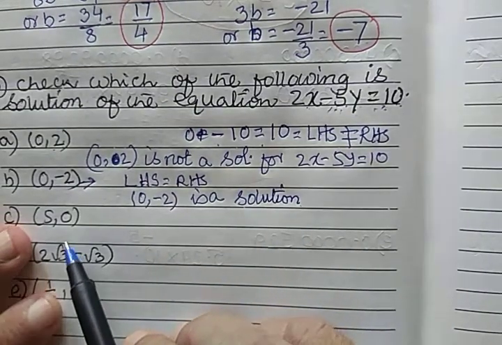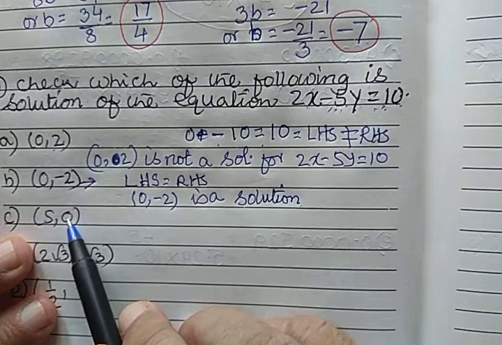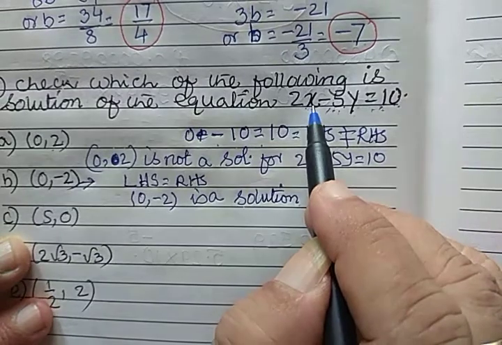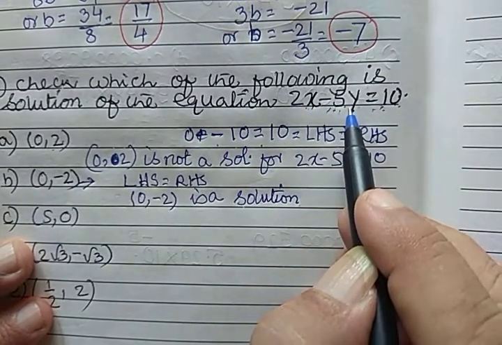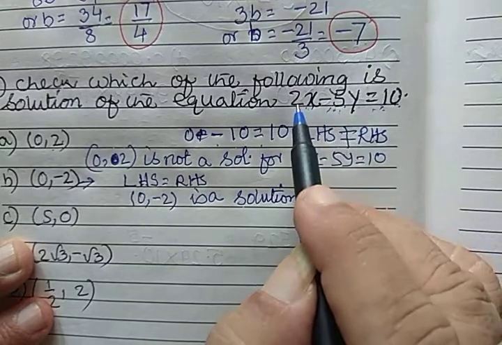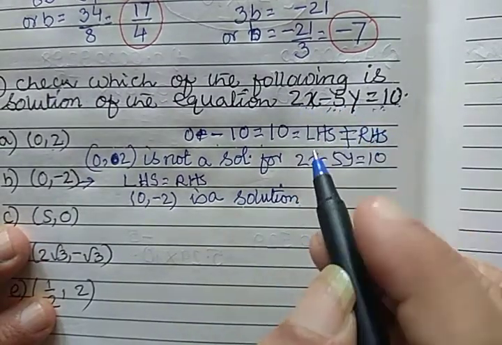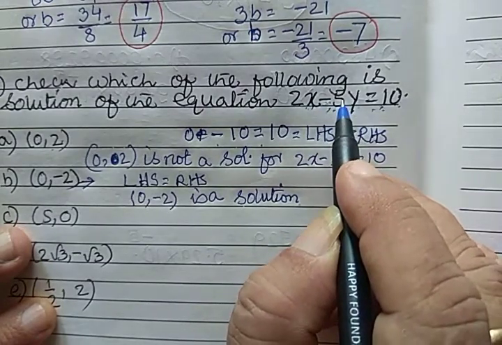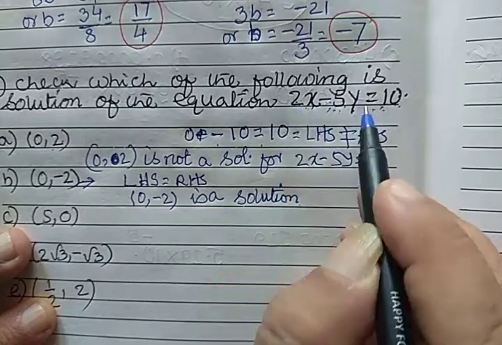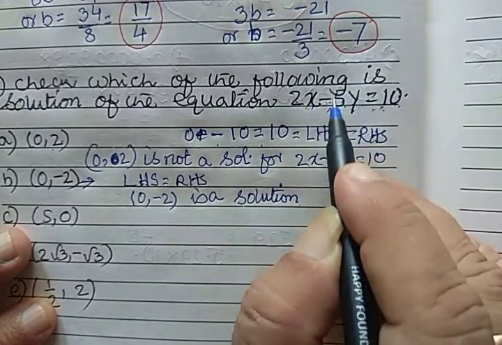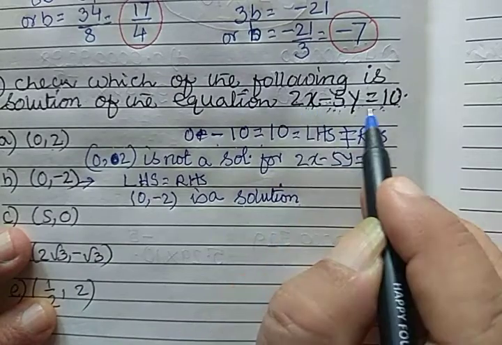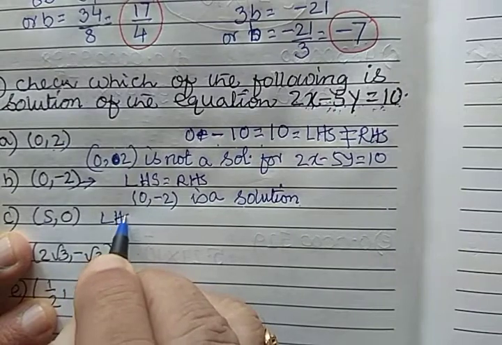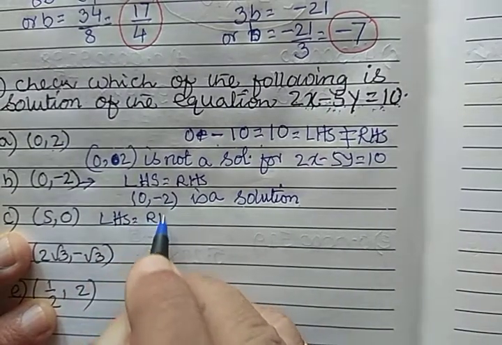So now let us see (5, 0). Let us replace x by 5 and y by 0. 2 into 5 is 10. Minus 5 into 0 is 0. The y term has become 0. So 10 is equal to 10. What happened? LHS is equal to RHS.